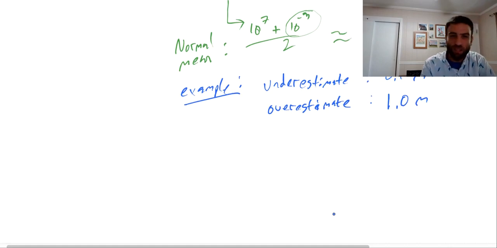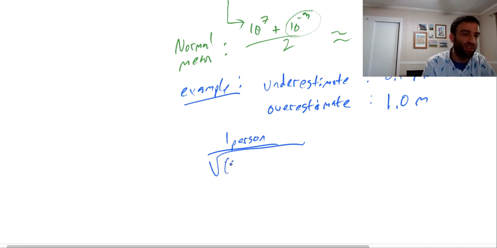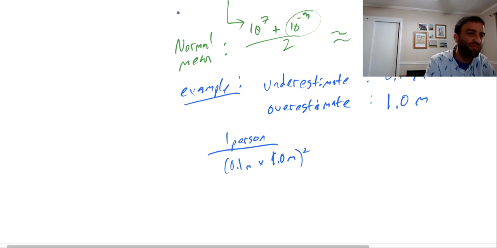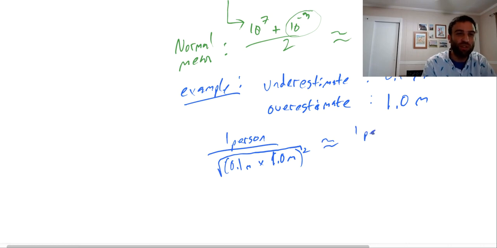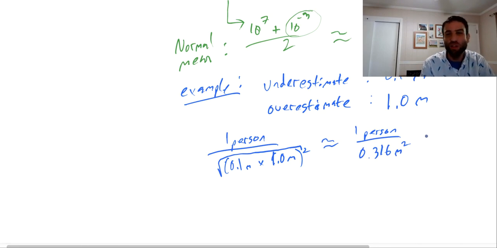And so my estimate of the whole crowd density was one person per square root of 0.1 meters times 1.0 meters, all squared. Where the square is outside the square root, okay? And so the geometric mean of these two numbers is about one person per 0.316 meters squared, which in the example above I just rounded to something a little bit easier to do the arithmetic on, one person per quarter of a meter squared, 0.25.